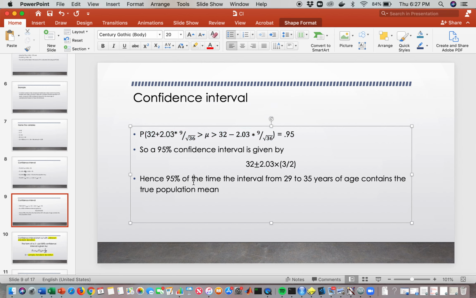So by using this theorem and the percentiles, I'm able to obtain that 95% of the time, the interval from 29 to 35 years of age contains the true population mean. So if you were to ask me what is the mean age of employment, I might say 29 to 35 years of age. If I want to be more confident, I might change this level of confidence from 95% to maybe 99%. That would give me a wider interval for the age, something like 25 to 30, which would have a higher confidence because it encompasses more possible outcomes.